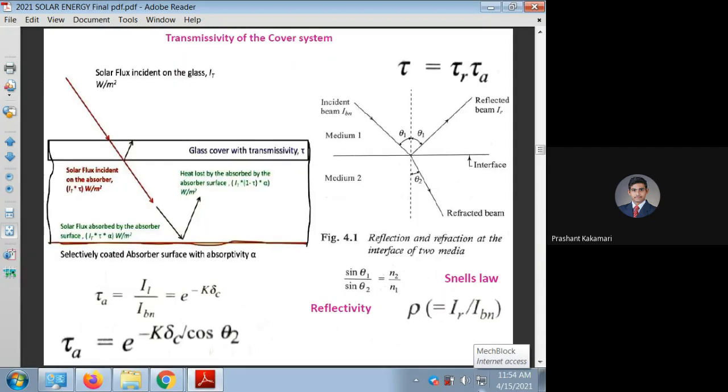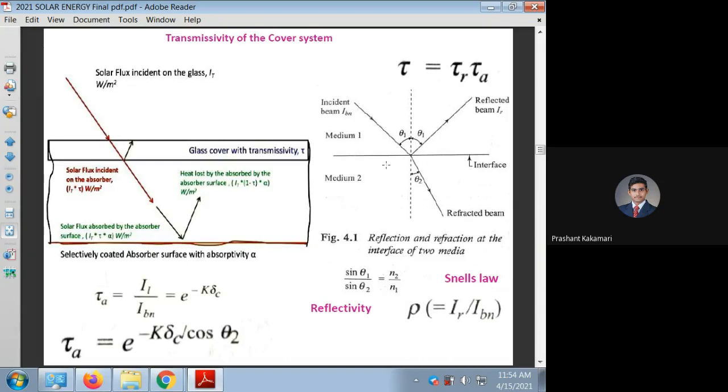Next, going to the other parts. Here, one of the concepts you have to learn before thermal analysis is the transmissivity and the absorptivity of the glass cover system. Coming to the first part, the transmissivity of the cover system, we first have to understand Snell's law. I hope in physics subjects you have learned this Snell's law.